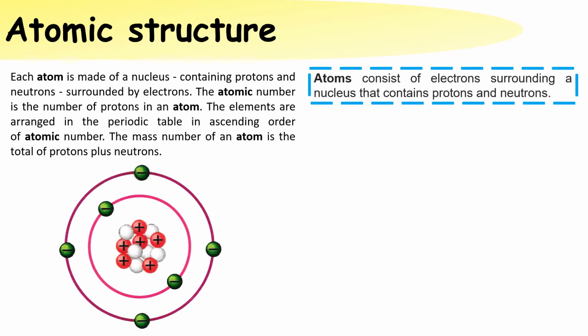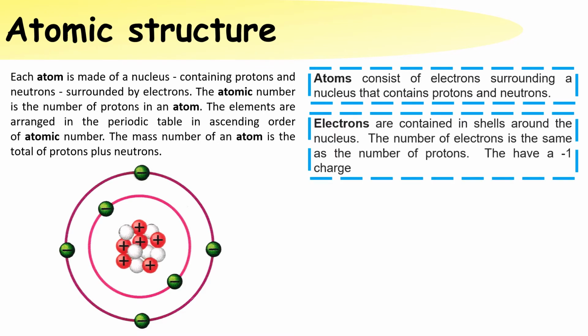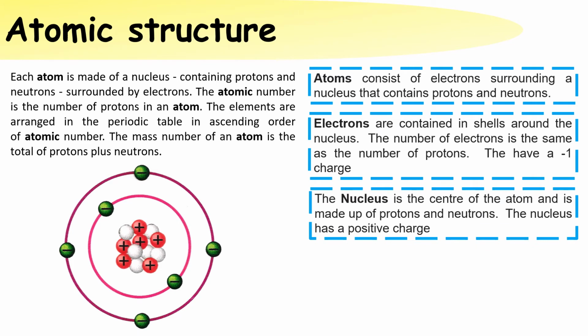So atoms consist of electrons surrounding a nucleus. Electrons are contained in shells around the nucleus. The number of electrons is the same as the number of protons. They have a negative charge. The nucleus is the center of the atom and is made up of protons and neutrons. The nucleus has a positive charge.